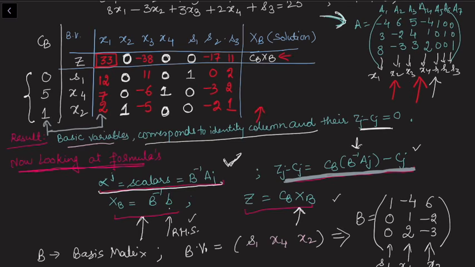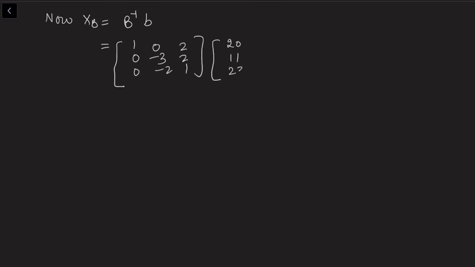So for this XB column, we need to multiply B inverse by the right hand side, and this small b is the right hand side of the constraint. So now to calculate xb, I again need to consider B inverse multiplied by the right hand side. B inverse was 1 0 0, 0 minus 3 minus 2, 2 to 1, and the right hand side of the constraint is 20 11 23, which is equal to, once I multiply, I get 6, 13 and 1.